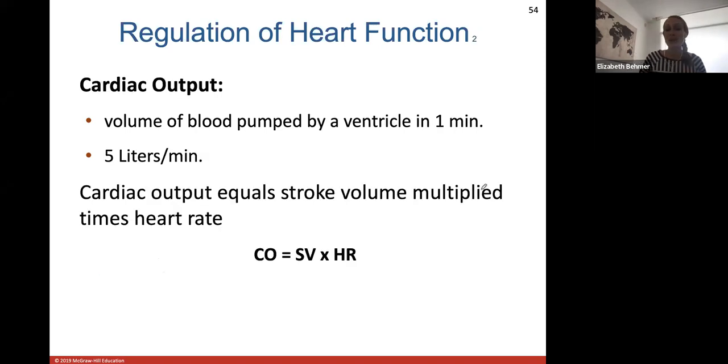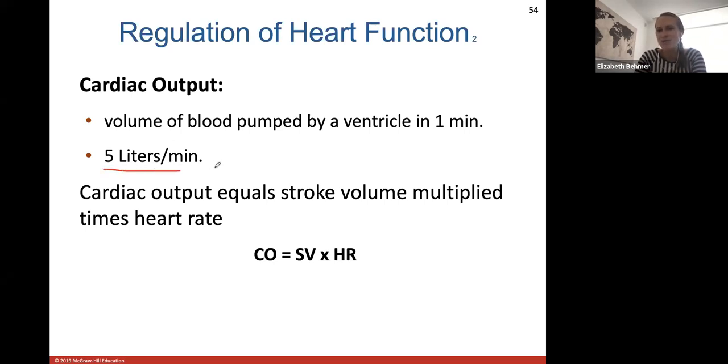Cardiac output describes the volume of blood pumped by the ventricle in 1 minute. Medical professionals, cardiologists, will measure cardiac output of a patient that might have a problem with their heart, just to see how much blood their heart is actually pumping. So cardiac output describes the volume of blood pumped by a ventricle in 1 minute.